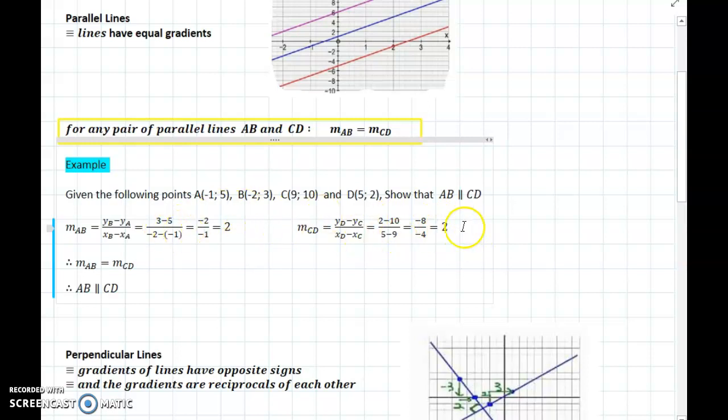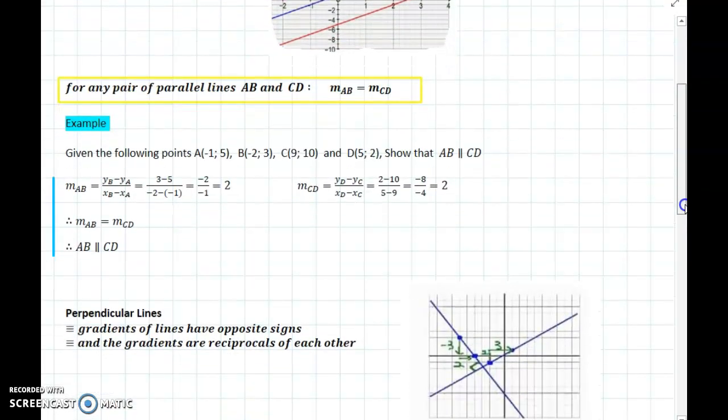Notice the gradients are equal. Therefore, I can conclude the gradient of AB is equal to the gradient of CD, and therefore the lines are parallel. So I've proved that the lines are parallel by working out their gradients. Gradients are equal, therefore the lines are parallel. Parallel lines have the same slope, same gradient.